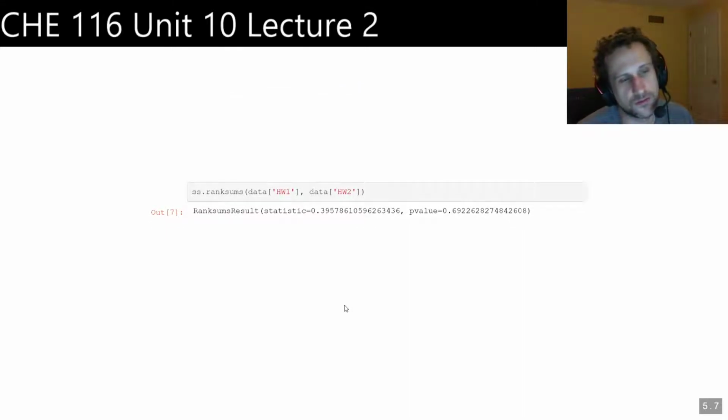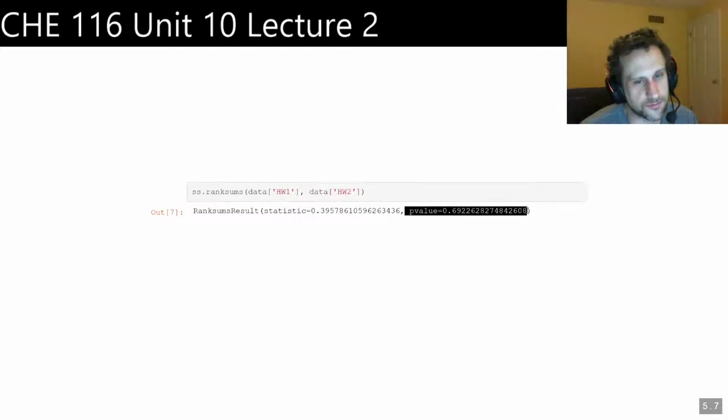So here it is, all the work to get that data. And here's how you do the Wilcoxon rank-sum test. You put in a list or an array containing your first set of measurements, and a list or an array containing your second set of measurements. And then you just call rank sums, and it gives you the p-value.